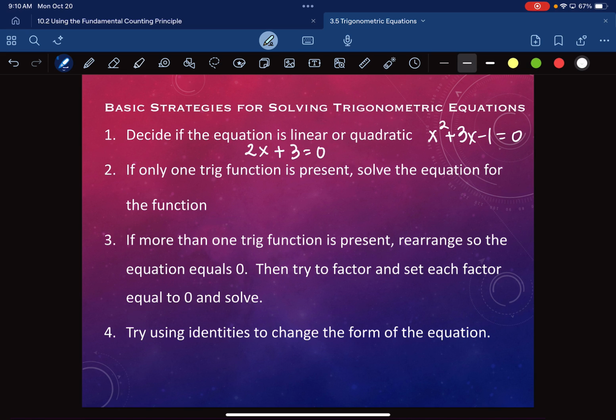But if we have more than one trig function, like maybe there are sines and cosines inside the problem, well, I can't do that. It's almost like having x's and y's.